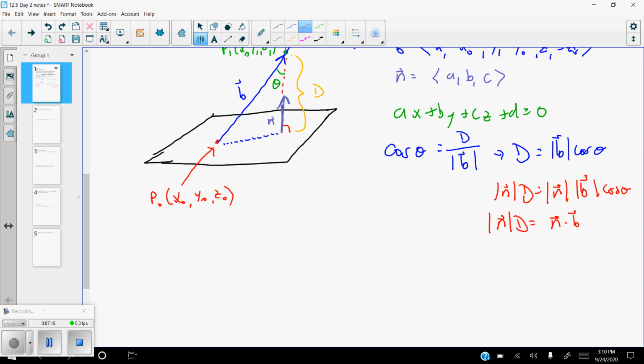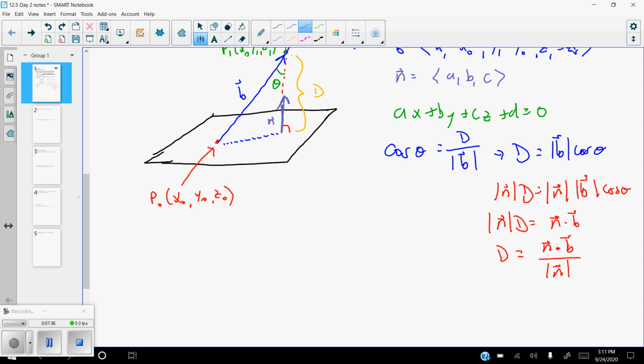And now I can go ahead and solve that one for d, which is going to be the dot product of n and b, over magnitude n.